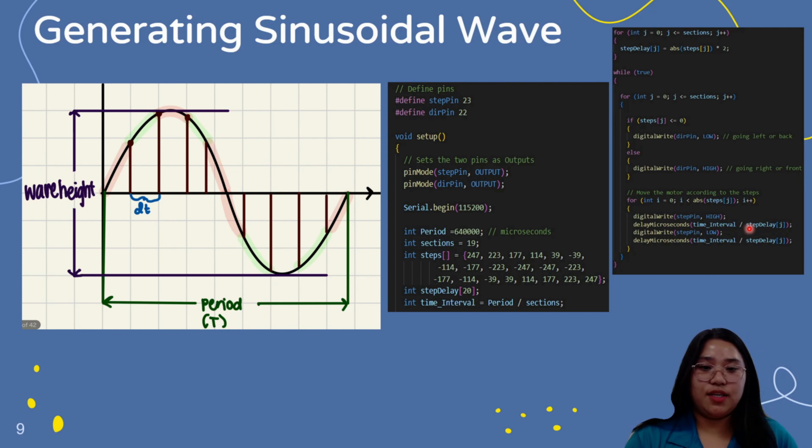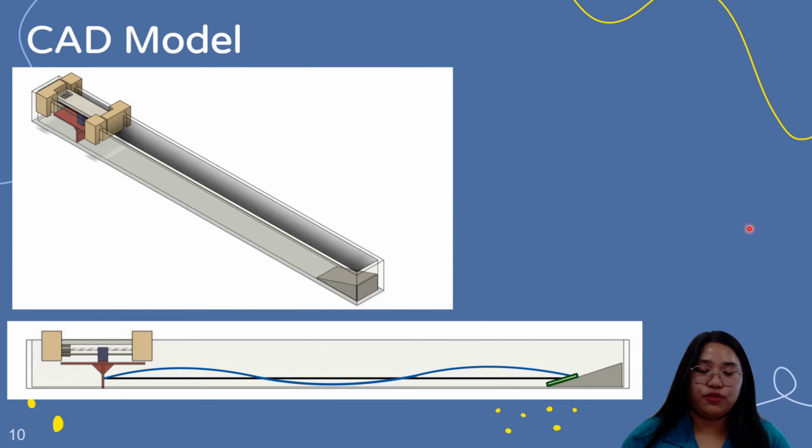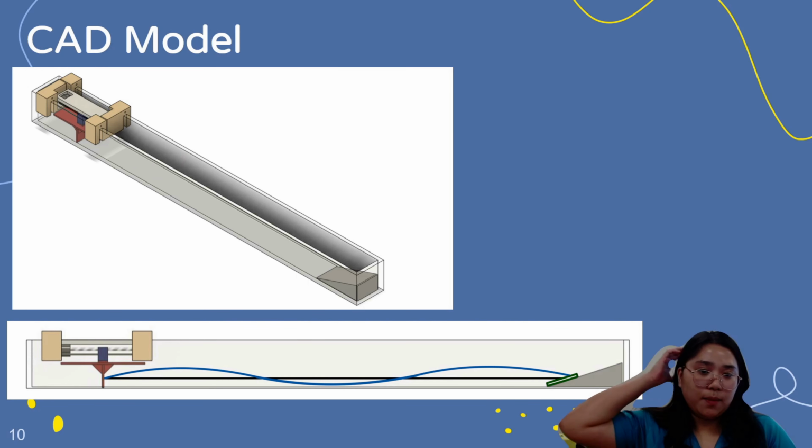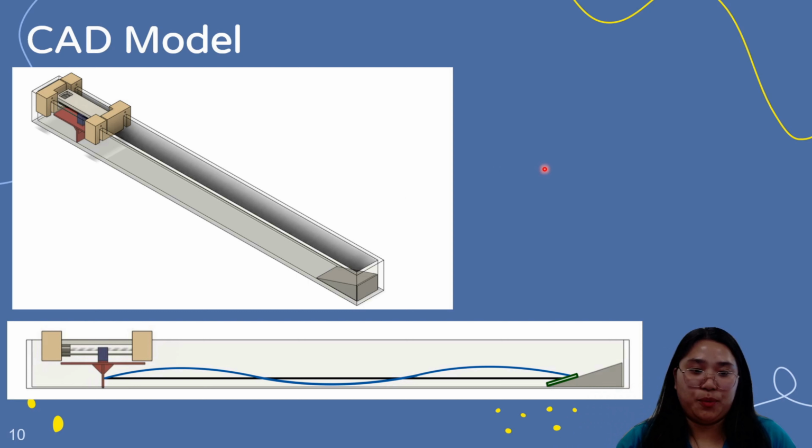So now that we know what type of wave we want to generate, how we're going to relate the wave generated to the wave, and how we're going to use our linear stage to generate the sinusoidal wave that we have, we can now start designing and modeling our flume. So this is a CAD model of my project, which gives you the overview of what the parts are and basically what is in the flume.